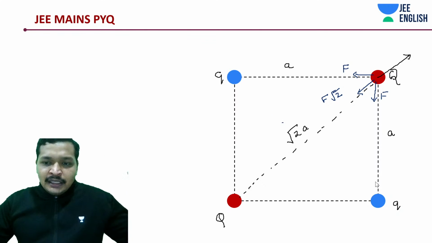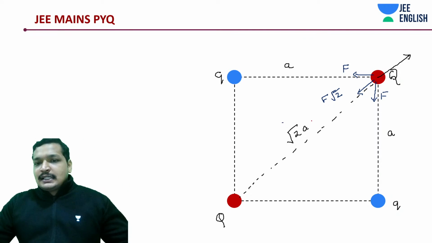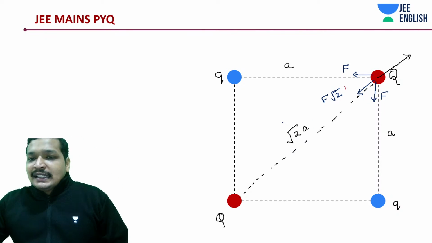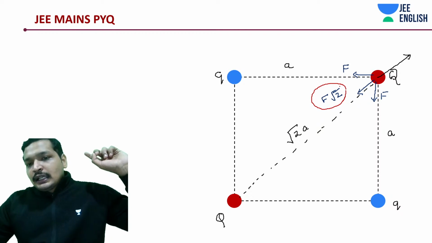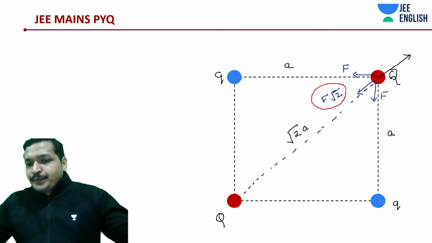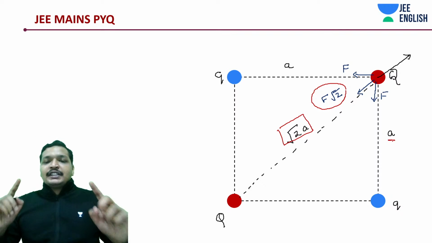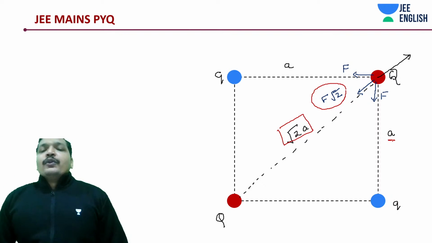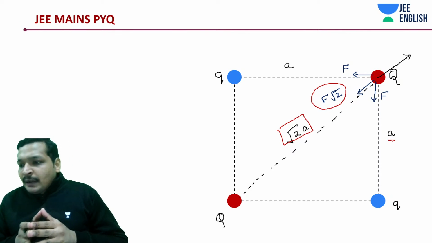Little conceptual, this is little mathematically intensive to find out the answer, so focus. This is F root 2, due to which the blue ones on the red one. And this distance is how much? Root 2a. And this distance is how much? A. Just focus. Now, if the distance is root 2a, what is going to happen?